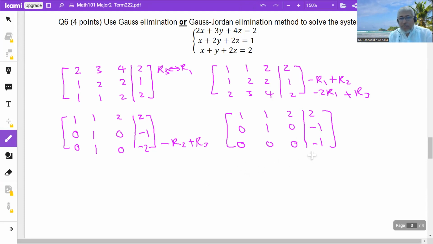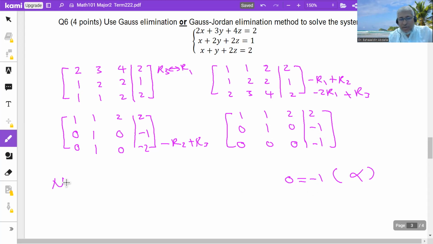So let us write the equations again. If we write the equations again, the last equation would be 0 equals -1. The second equation would be y equals -1. And the first equation would be x plus y plus 2z equals 2. But the last equation would be 0 equals -1. And this is impossible, okay? This is impossible, rejected, it can't be.